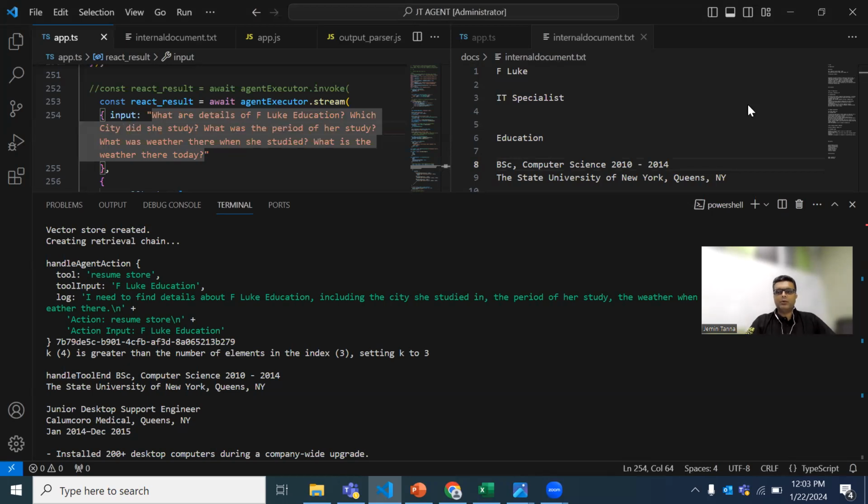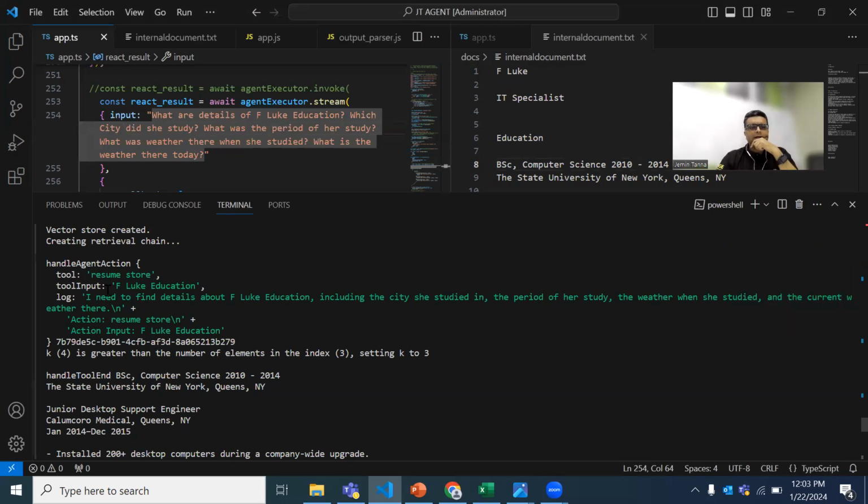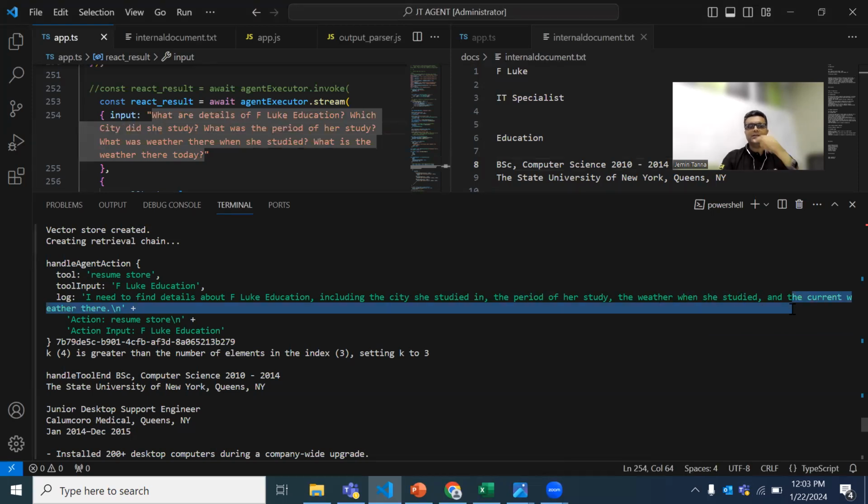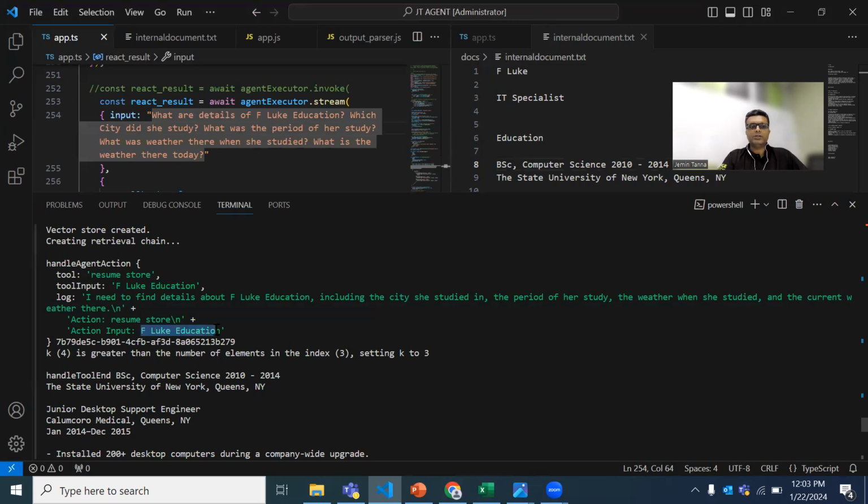I just logged the entire outcome, and you see, I need to find details of F. Luke's education, including the city she studied in, the period of her study, the weather when she studied, and the current weather. And see, this is the construct of thinking: based on this input of the user, my input, the agent figures out, right? And for everything, it decides the next step, which is, hey, I need to know F. Luke's education, and I'm going to go to the resume store. That's the tool I'm going to use, right?